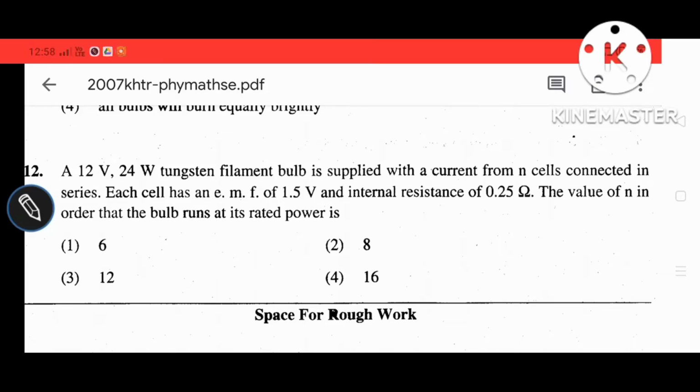Question number 12. A 12 volt 24 watt tungsten filament bulb is supplied with a current from N cells connected in series. Each cell has an EMF of 1.5 volt and internal resistance of 0.25 ohm. Then the value of N in order that the bulb runs at its rated power is.